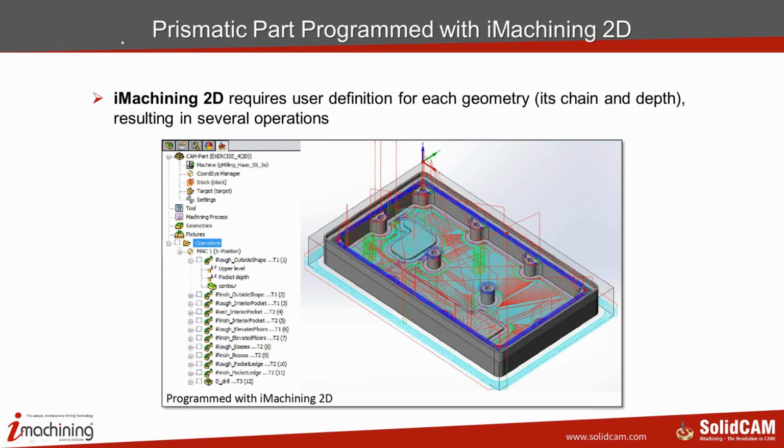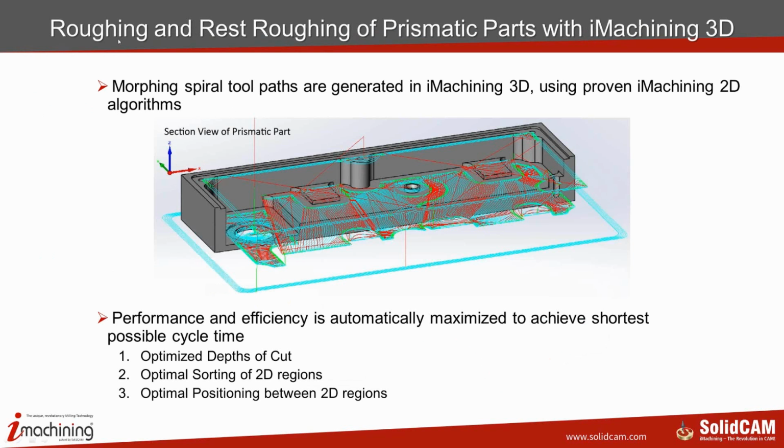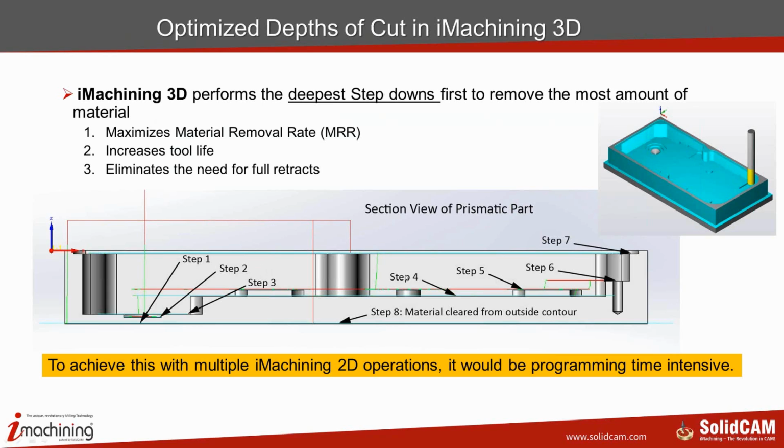I will go quickly because mainly Sydney is going to show it on actual parts, but I can tell you that iMachining 3D, when you do a prismatic part, will do a deep step down in the beginning, and then it will do the rest roughing. So it maximizes the material removal rate, increases the tool life, and saves a lot of time.